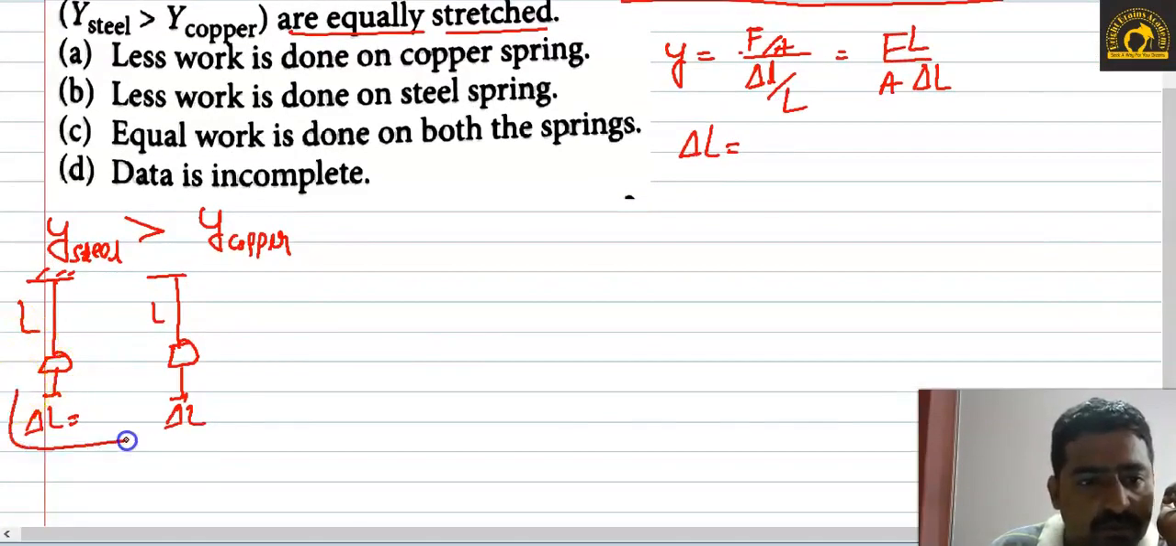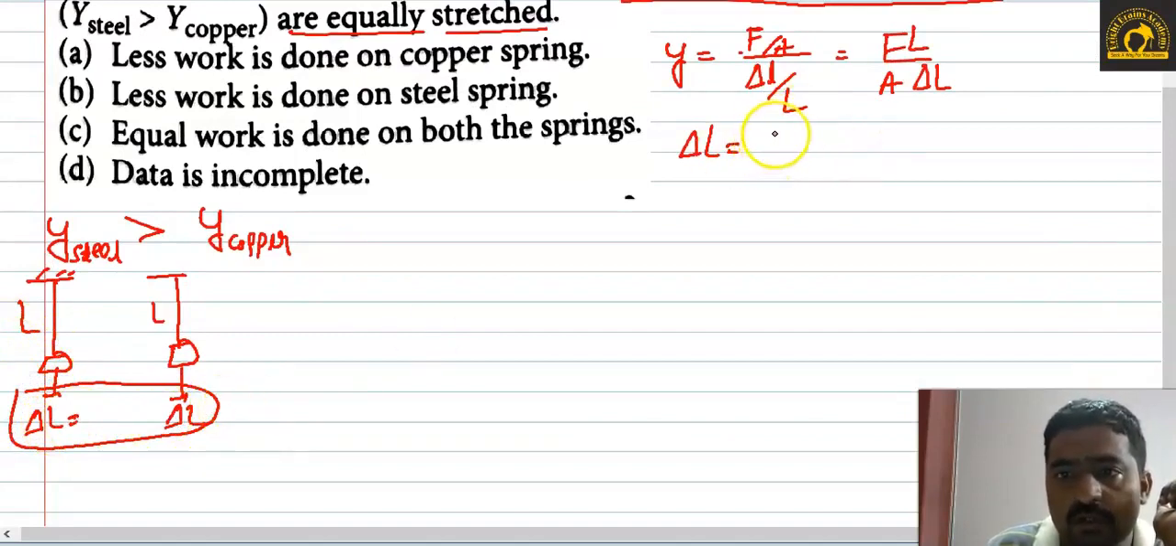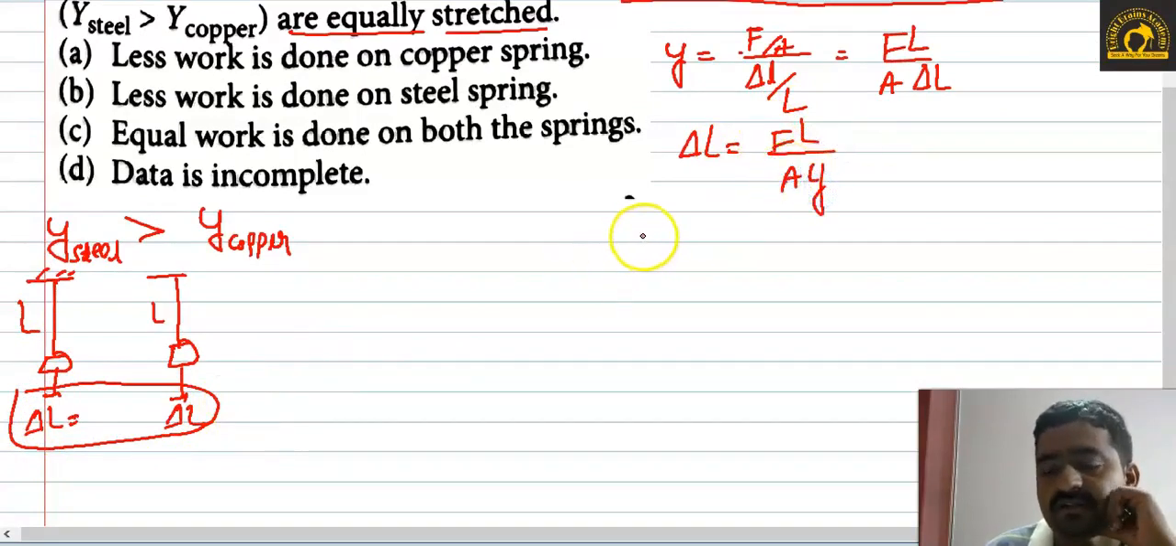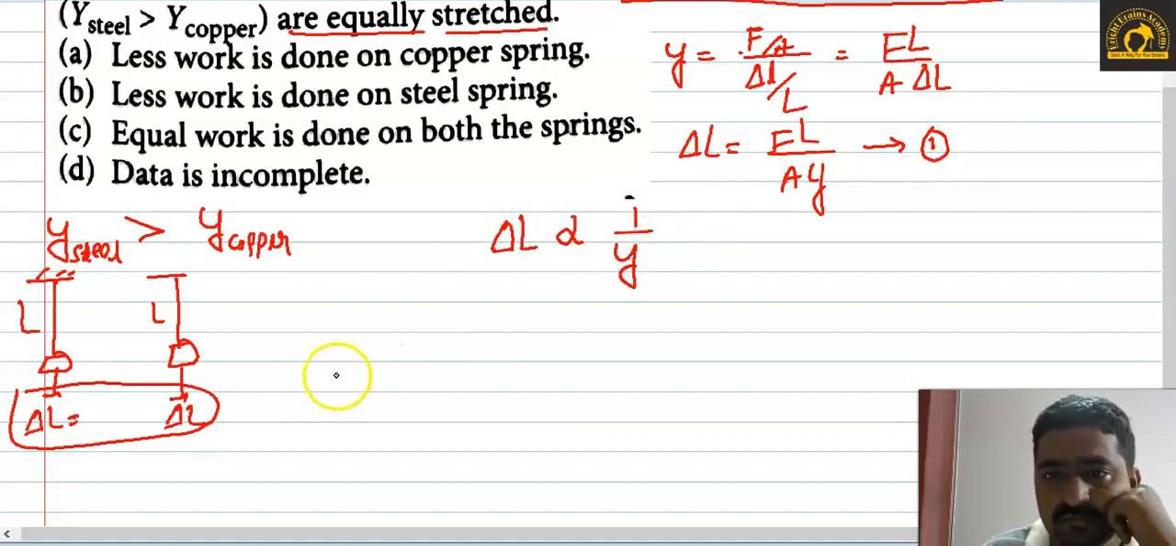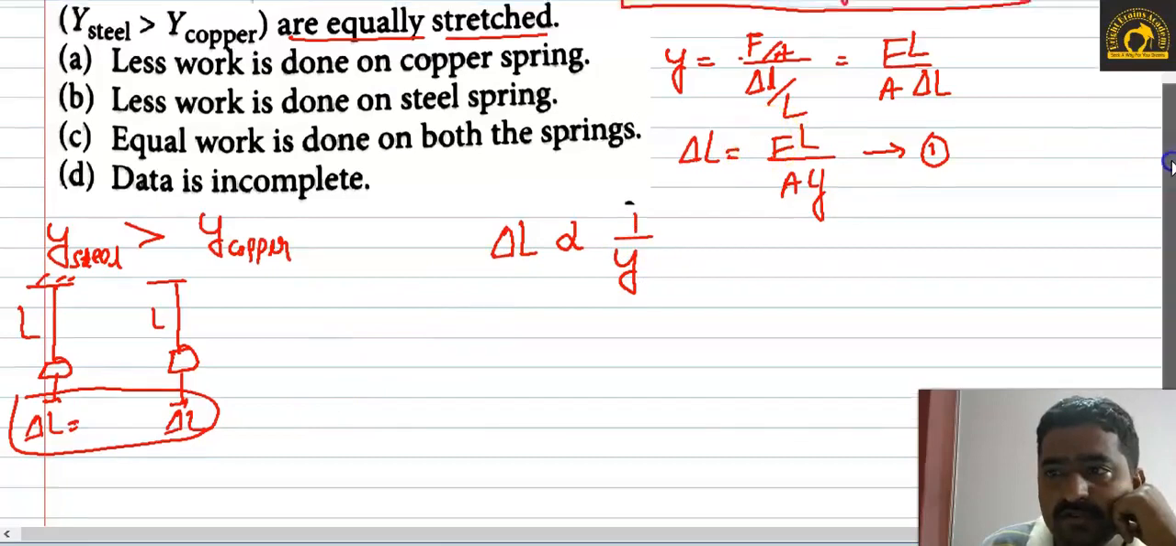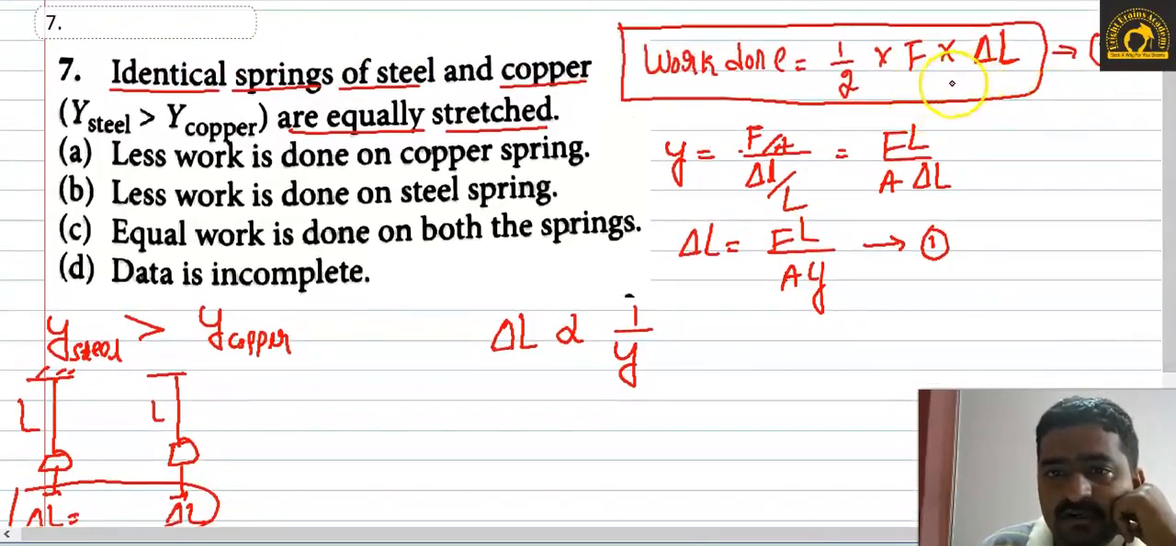Both are stretched the same, which means this delta L is equal to this delta L. So delta L is equal to FL divided by A times Young's modulus. From this equation, the conclusion is that delta L is inversely proportional to Young's modulus, that is, proportional to 1 by Y. So this is equation number 2, and the other is equation number 1.